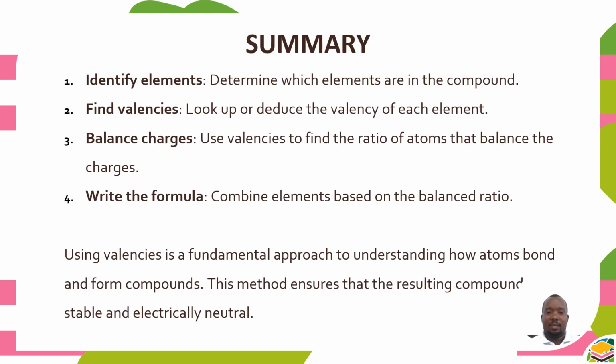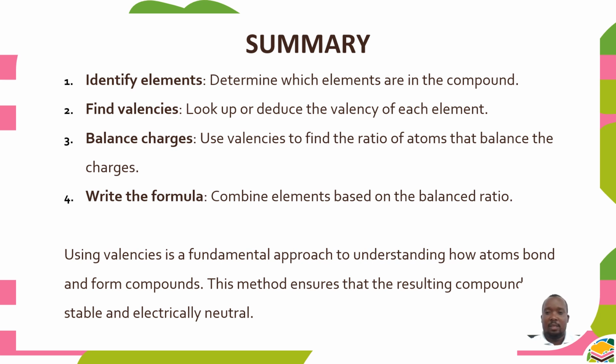Well, in summary, when you want to write a chemical formula, you have to identify elements, you have to find valences, then you have to balance the charges. Then you have to write the formula. So if you do these 4 things, you have a perfect chemical formula. And chemical formulas, yes, they can be simple or complex. But if you master these steps, you can always be writing correct and complete chemical formulas, which is very, very important. Using valences is just a fundamental approach to understanding how atoms bond and form compounds. This method ensures that the resulting compound is stable and electrically neutral.